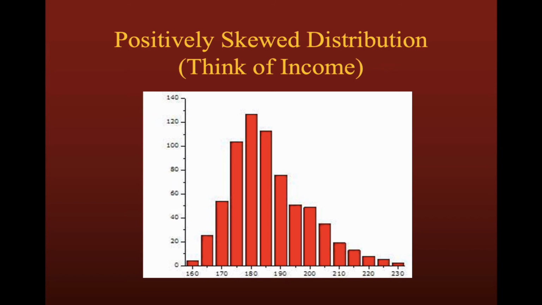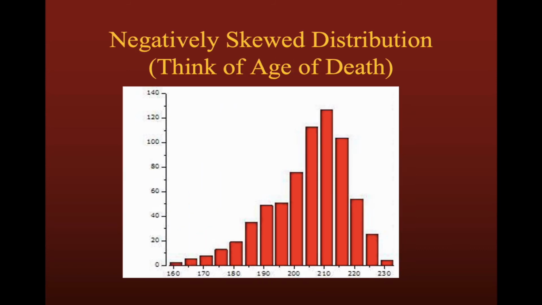So now it's not a nice normal distribution. It's skewed either positively, right, where most people are on the lower end and a few people are on the high end, or if it's skewed negatively, where most people are on the high end and a few people on the lower end, then the mean is a relatively poor measure of central tendency.